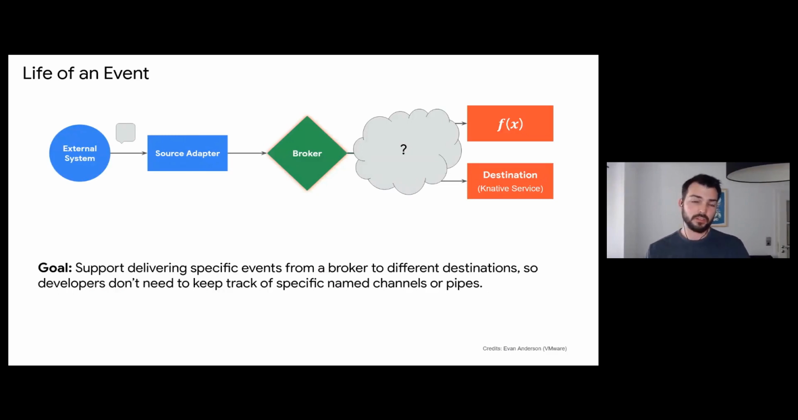Okay, but this is not enough. We have a last actual challenge, is that we want to support delivering these events from a broker to different destinations. And not every destination may be interested in every particular event, right? And developers also particularly don't need to keep track of specific named channels or pipes. So the solution, the broker acts as a central hub, like I said, for events in a durable way, and it is already allowed to do some fan out of the stored events to multiple destinations.